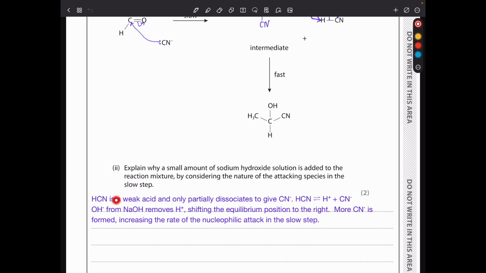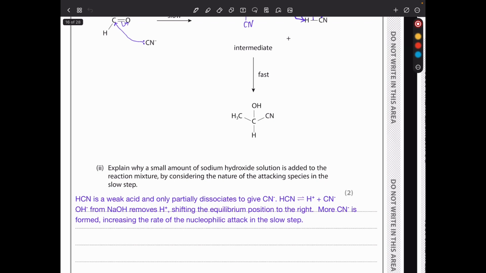So I said HCN is a weak acid and only partially dissociates to give that. OH- from sodium hydroxide removes the hydrogen ions, shifting the equilibrium position to the right. More CN- is formed, increasing the rate of the nucleophilic attack in the slow step.